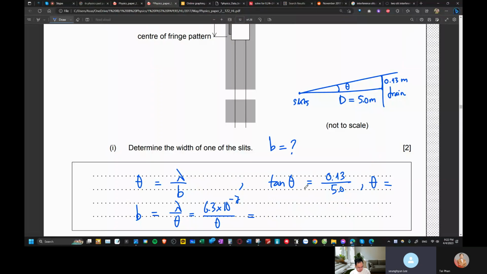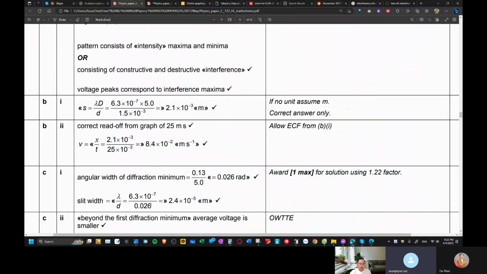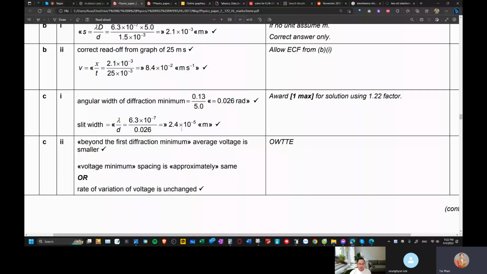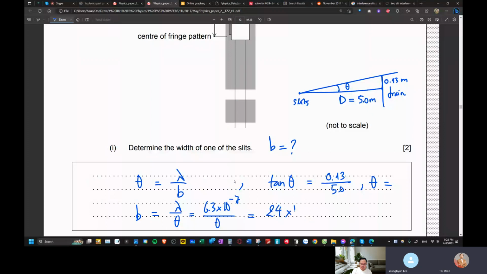Is it 2.4 times 10 to the negative 5, the final answer? Check my answer here, 2.4 times 10 to the negative 5 meter. Yeah. We can round to micrometers, 24 micrometers. Yeah, very small.